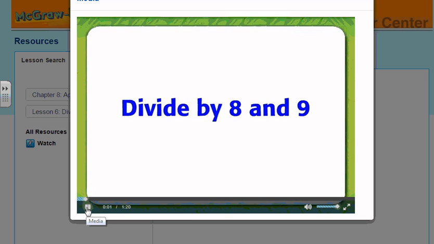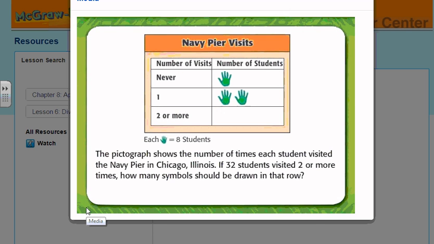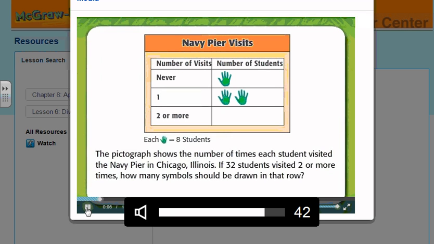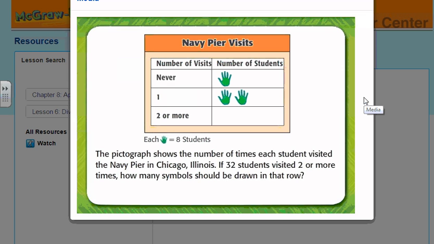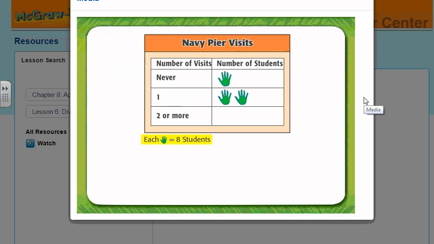Divide by 8 and 9. The pictograph shows the number of times each student visited the Navy Pier in Chicago, Illinois. If 32 students visited 2 or more times, how many symbols should be drawn in that row? We can use either a related multiplication or division fact within a family of facts to find a quotient. The key shows that each hand symbol means 8 students. There are 32 students being divided into groups of 8.